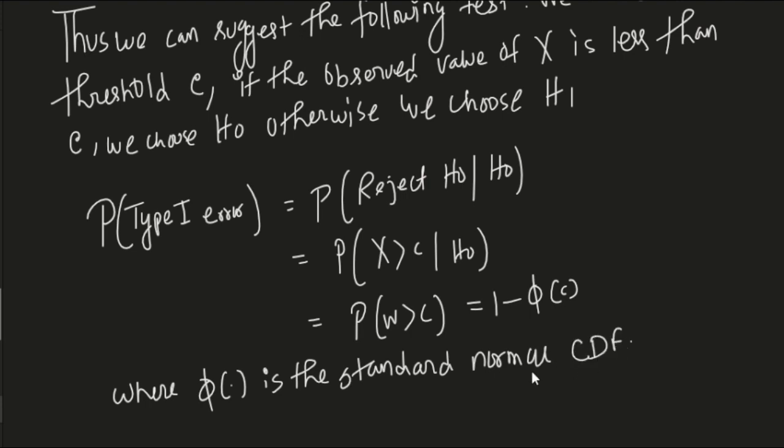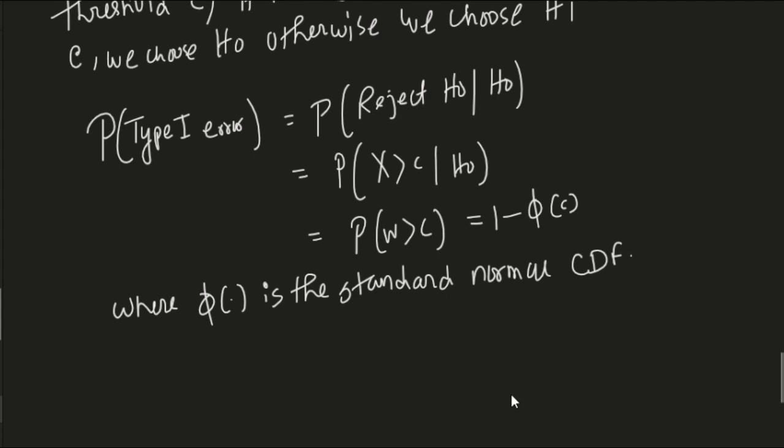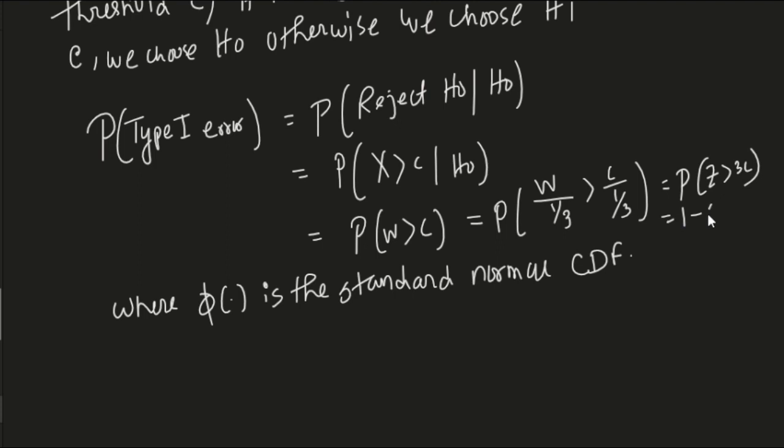Right? Actually, not phi of c, it's 3c, because I'll explain why. W has a variance of that, so we have to divide both sides by the standard deviation, and only then W by 1 by 3 is a standard normal variable, and then we can write the probability of Z greater than 3c. This is equal to 1 minus phi of 3c, right?